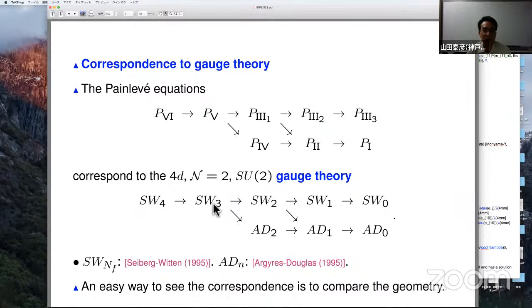Here the SW means the Seiberg-Witten theory, that is the SU(2) gauge theory, 4-dimensional N=2 supersymmetric gauge theory with NF fundamental matters. And AD is the so-called Argyres-Douglas theory, that is a degeneration of the Seiberg-Witten theory. One of the easy ways to see the correspondence is to compare their geometries.